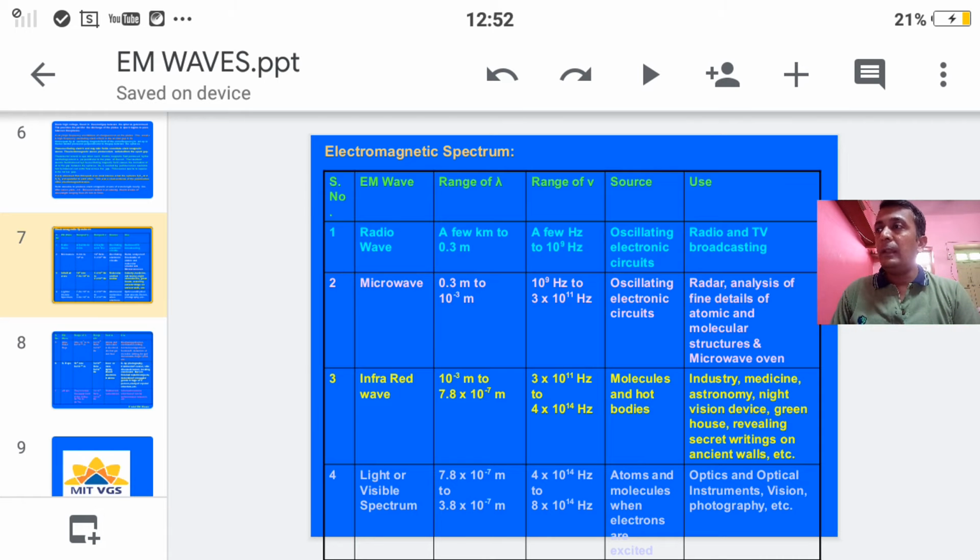Okay, so let's talk about the wavelength range. For violet light, the wavelength range is 3.9 × 10^-7 meter to 4.55 × 10^-7 meter. Frequency range for violet light is 6.59 × 10^14 hertz. Then for blue light, the wavelength range is 4.55 × 10^-7 meter to 4.92 × 10^-7 meter.